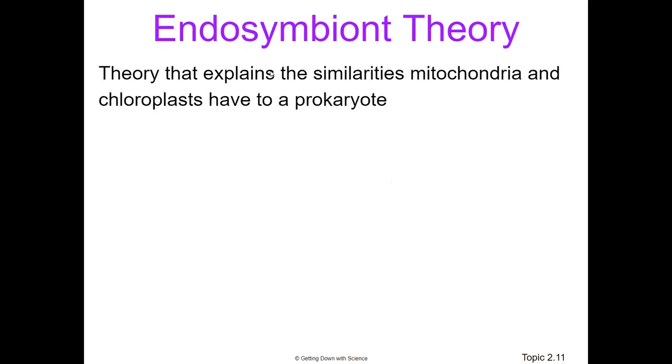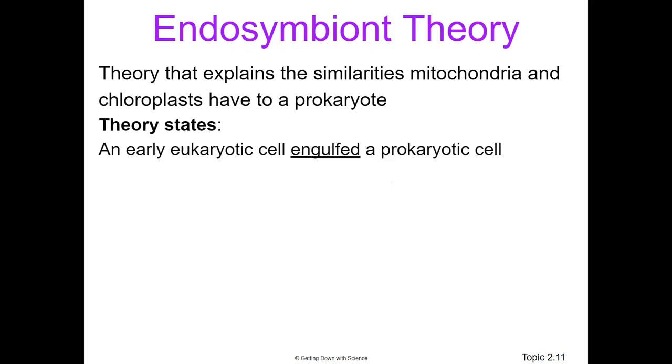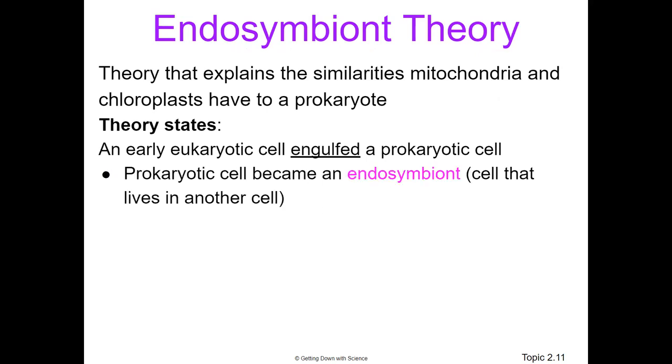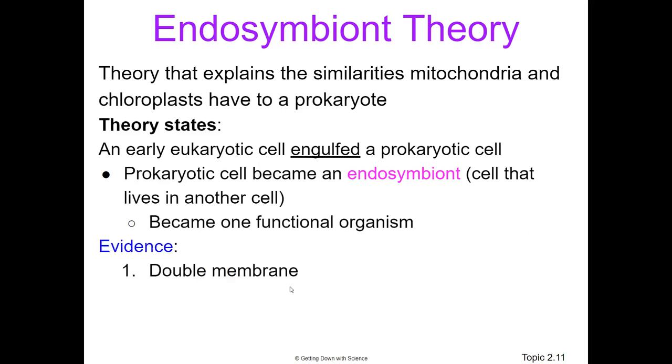And then, of course, we've been talking off and on about the endosymbiont theory. That's the one that is trying to explain the mitochondria and chloroplast, where they're their own freestanding prokaryotes. So here's the official theory. An early eukaryotic cell engulfed a prokaryotic cell. So that prokaryotic cell then became an endosymbiont, a cell that lives in another cell, and they became a single functional organism. The double membrane, because we have our natural membrane, and then when it was engulfed, we put another membrane around it, that would lead to the double membrane.